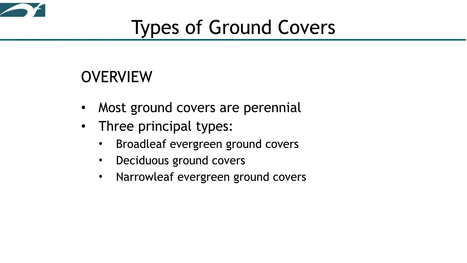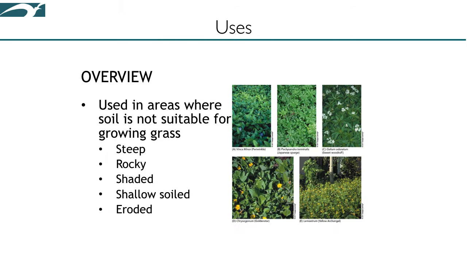There are many types of ground covers. Most ground covers are perennials. As we said, perennials are plants that come back every year. Three principal types of ground covers you can find out there are the broadleaf evergreen ground covers, which we discussed, deciduous ground covers, and narrowleaf evergreen ground covers.